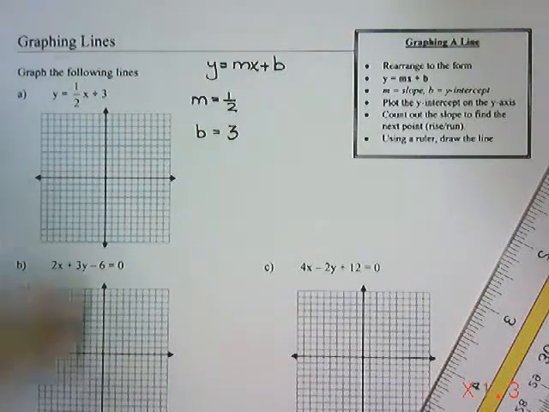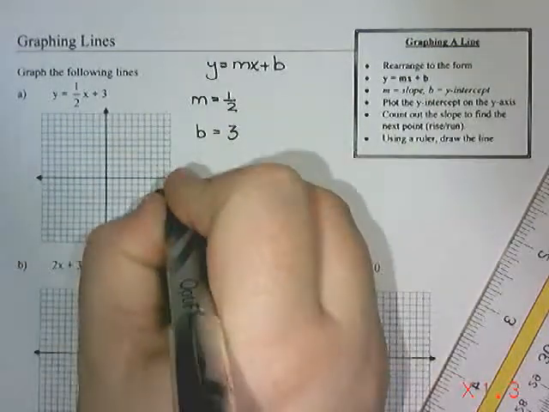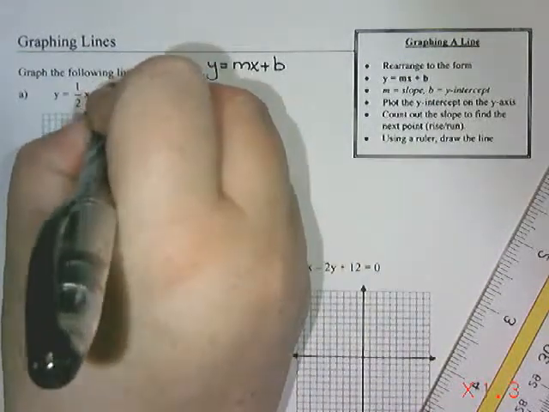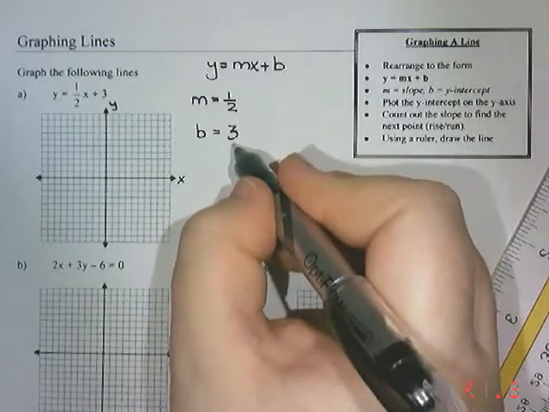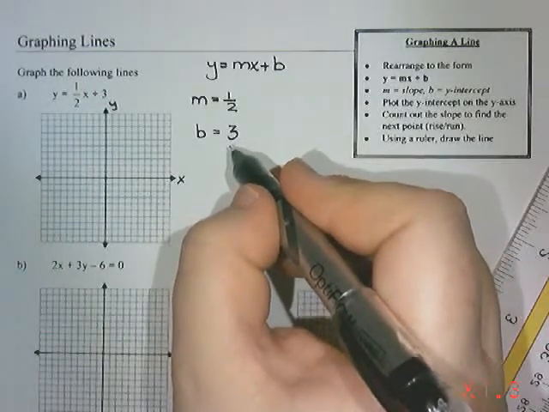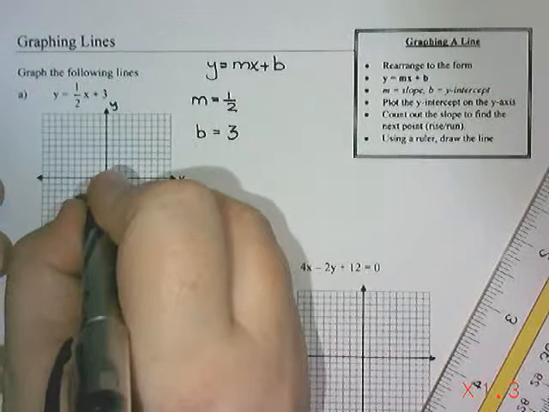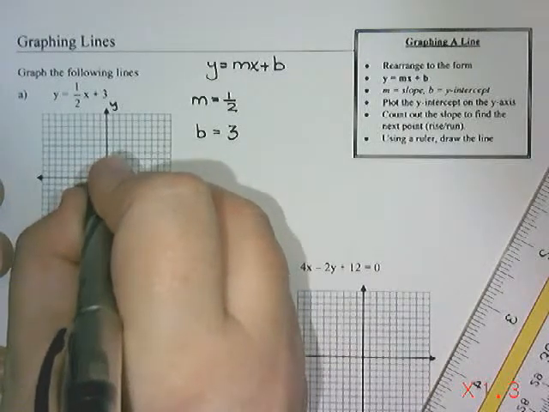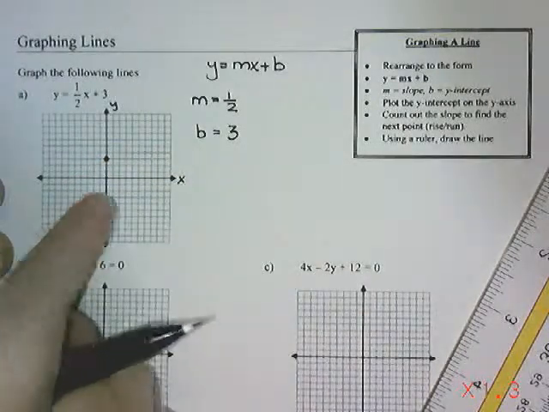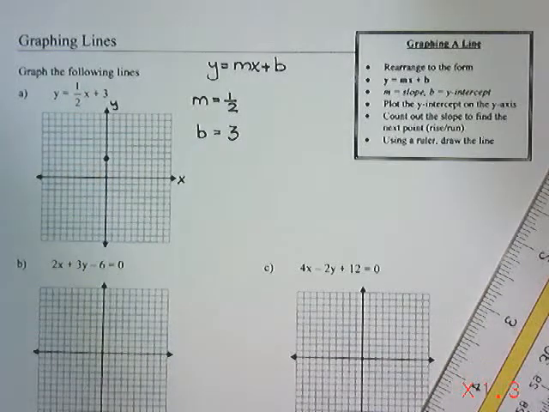So on my graph, this is my x-axis and my y-axis, I want to start at 3 on the y-axis since it's the y-intercept. So on the y-axis, we're going to start at 1, 2, 3. And that's going to be one of our points on that line.